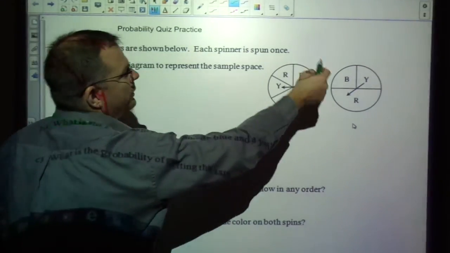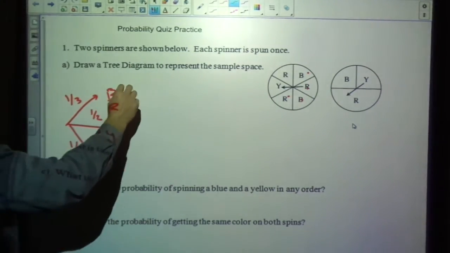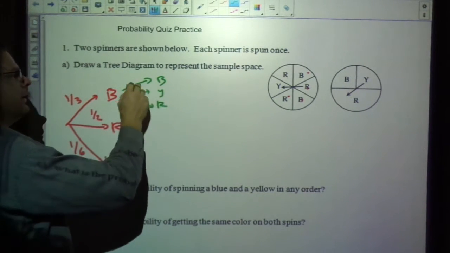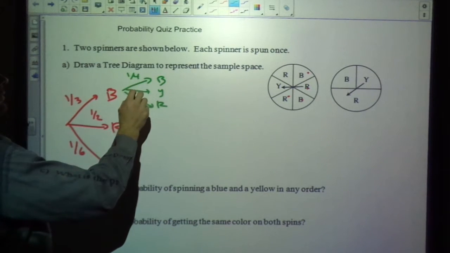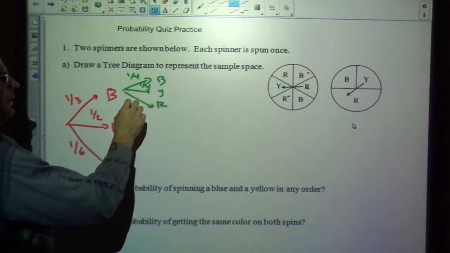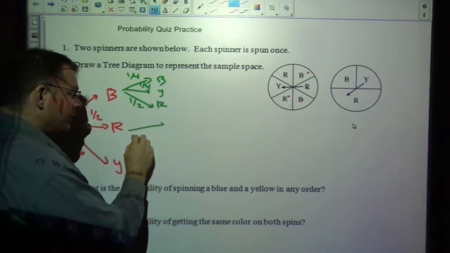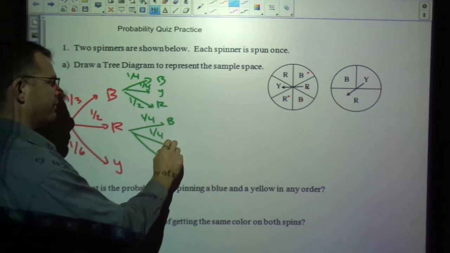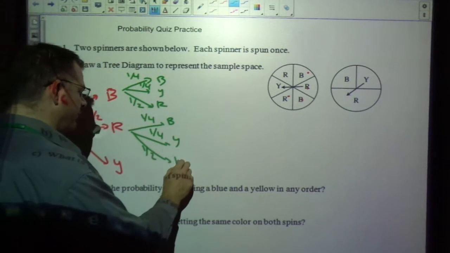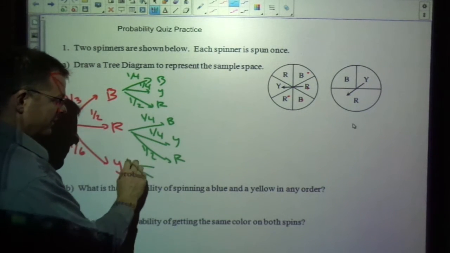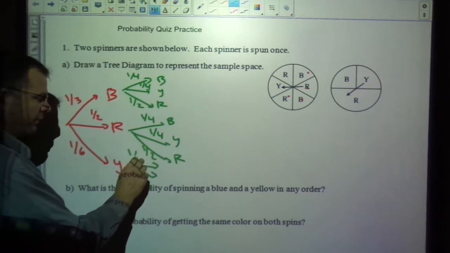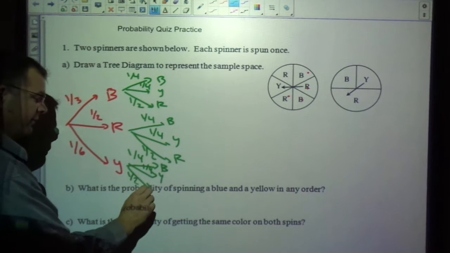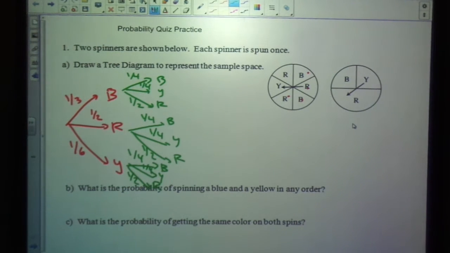After we spin this one, we're going to spin this one, and so there are 3 possibilities that could happen on the second spin: blue, yellow, or red. And so this is a 1/4 for blue, a 1/4 for yellow, and a 1/2 for red. Same thing here. 1/4 for blue, 1/4 for yellow, 1/2 for red. Okay, there's my tree diagram.